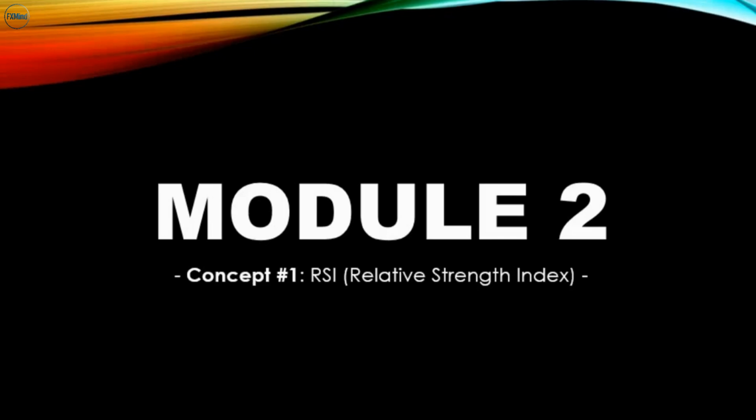Welcome to the second module of this course, or the second lecture, where I speak about the first concept highlighted in the overview of this course, and that concept is called the RSI, or rather the Relative Strength Index. The way that I'm going to explain this to you, I'm going to first highlight and outline what the RSI is, just so you can have a rough understanding of what it is.